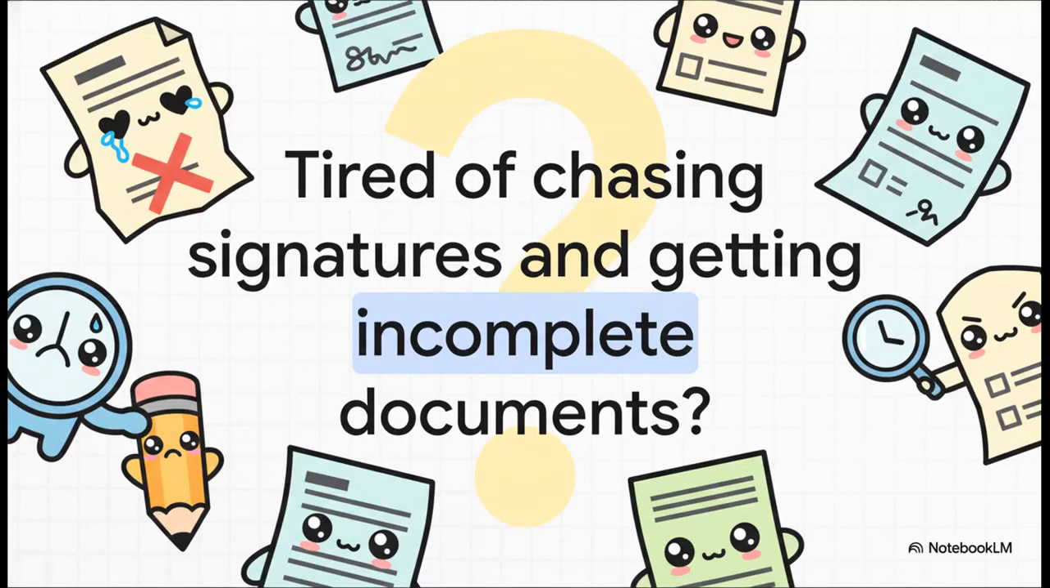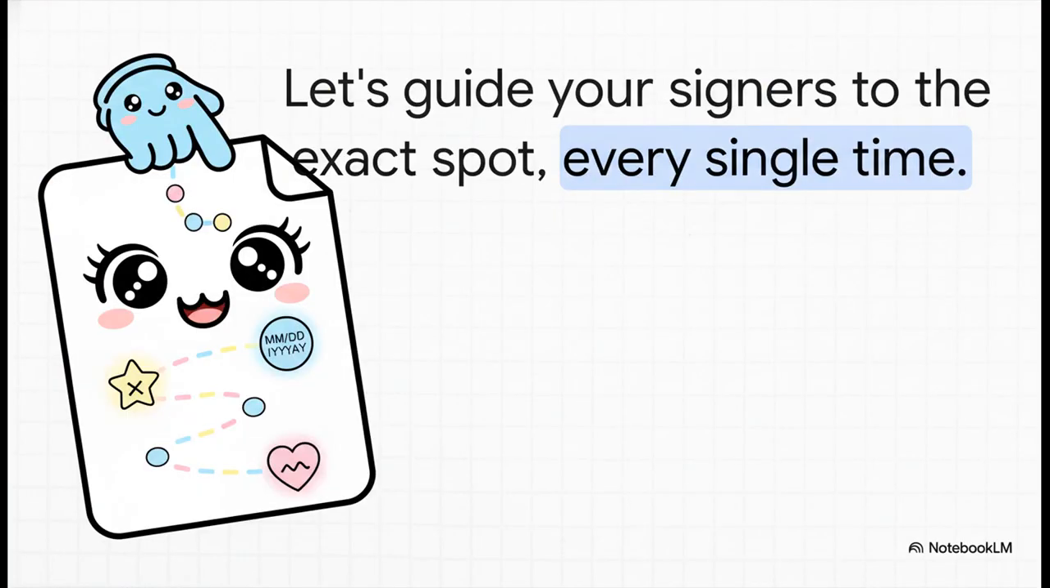I mean, we've all been there, right? You send out a critical contract, and it comes back with the signature kind of bleeding into the margin, or they missed an initial on page 3, or that crucial date field is just blank. All of a sudden, this one simple task explodes into a whole chain of follow-up emails and annoying phone calls. It is a huge waste of time, it slows everything down, and honestly, it can even put your deals at risk. But what if you could take back complete control?